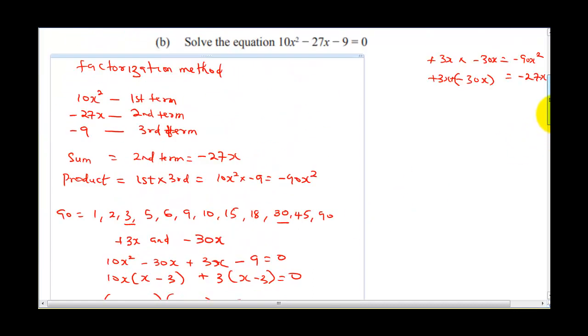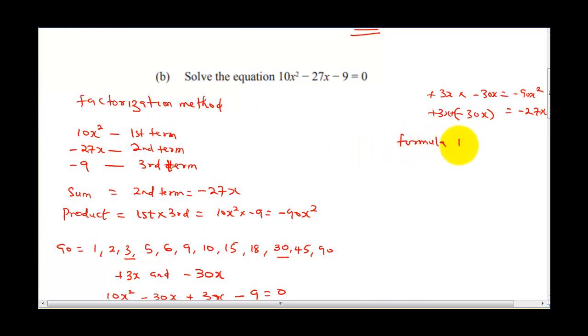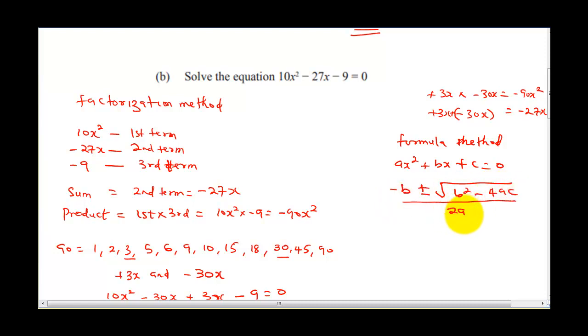Now, if you want to use the formula method, if you know the formula, ax squared plus bx plus c is equal to 0. Now this can give you x equals minus b plus or minus square root of b squared minus 4ac all over 2a.